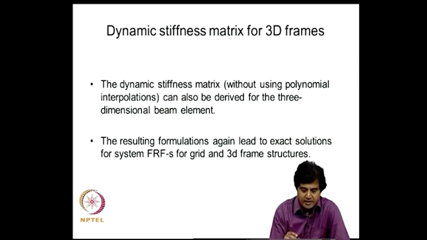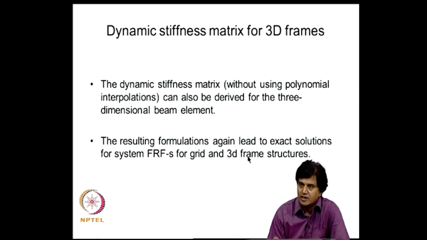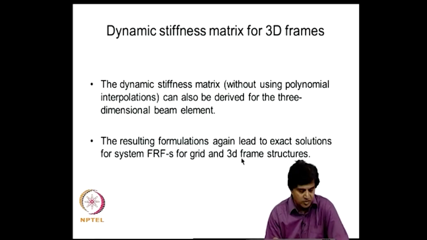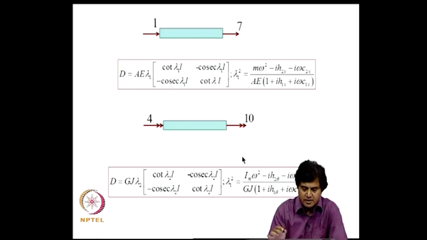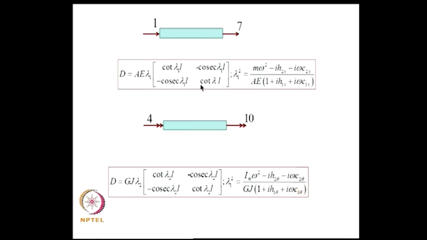Now the question we are asking is how to get this dynamic stiffness matrix for 3D frames. The dynamic stiffness matrix without using polynomial interpolation can also be derived for a 3 dimensional beam element. The resulting formulations again lead to exact solutions for system FRFs for grid and 3D frame structures. This we have shown for plane frames. The simple observation that we are making now is that it can be extended to grids and 3D frames. So we can quickly run through the arguments. For the axially deforming bar we have derived the dynamic stiffness matrix, which was this, where lambda 1 was a parameter defined in terms of mass, axial rigidity and structural and viscous damping terms.